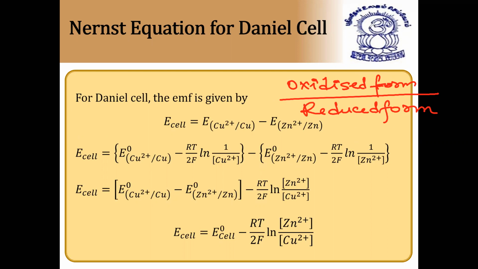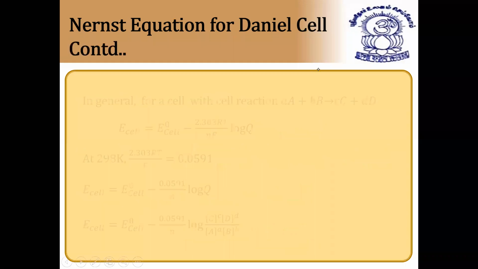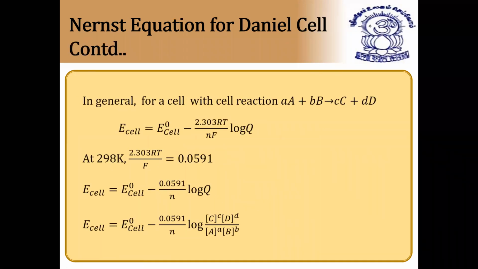Next, I'm clearing the drawing. So in general, for a cell with cell reaction a moles of A plus b moles of B gives c moles of C and d moles of D, EMF of the cell is equal to E° of the total cell minus 2.303 RT by nF log Q, where log Q is nothing but log of concentration of products by concentration of reactants.